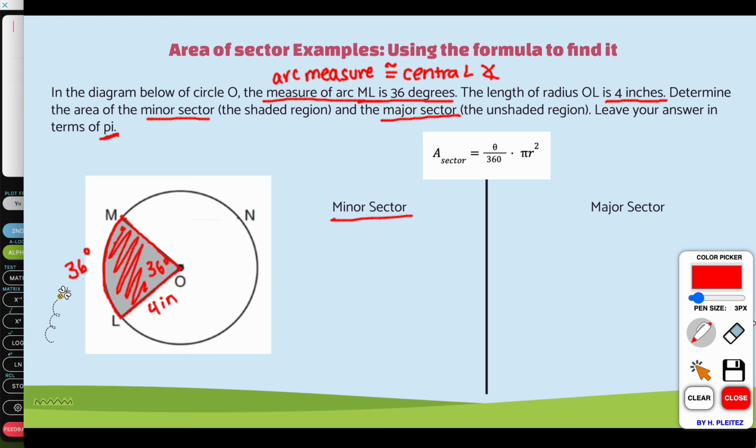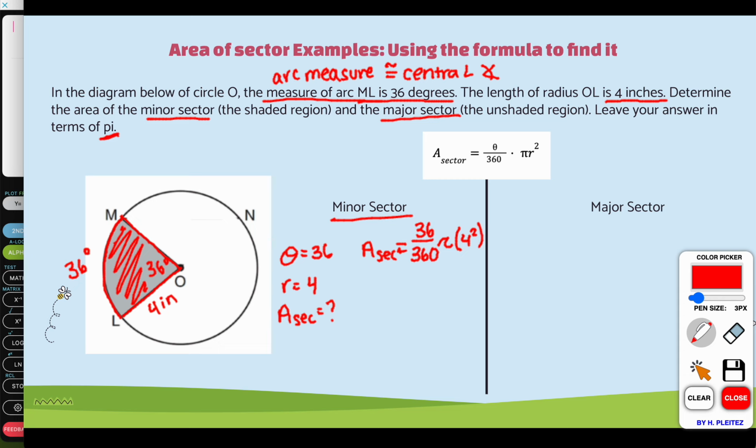Now let's make our list of variables that we have here. We have theta is 36. We have that the radius is 4. And we are looking for the area of the sector. So we'll say area of sector equals question mark. So let's go ahead and substitute these in. So area of a sector equals theta, which is 36 over 360 times pi, and then we got 4 squared here.